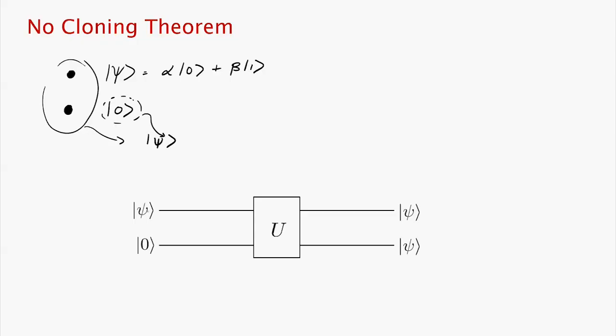Okay, so let's formalize this problem. So we are given a state psi, we are given a state 0. We want to apply some unitary transformation to them, and we want to get to the state psi tensor psi. Okay, is there a unitary transformation that achieves this? Okay, so this is one simple way of formalizing this question. The no-cloning theorem tells us that there's no way of achieving this. So let's show that there's no such unitary transformation that achieves this output on that input.